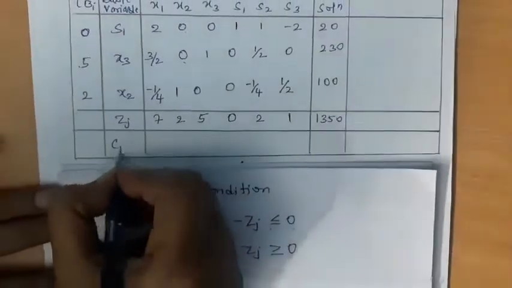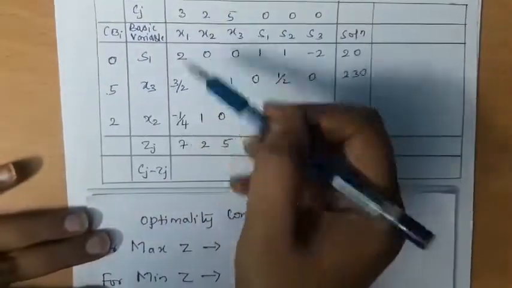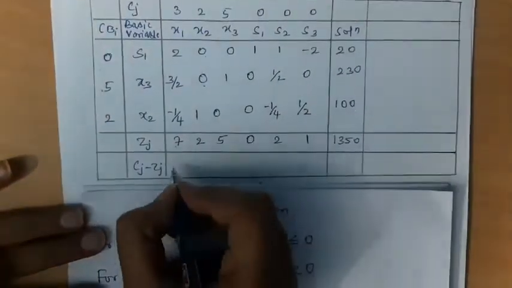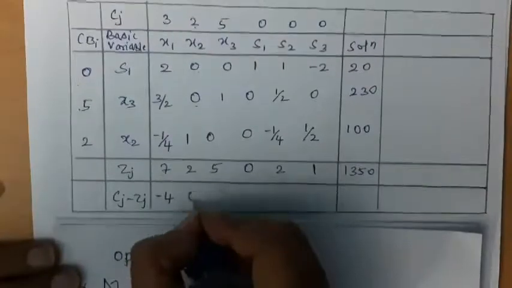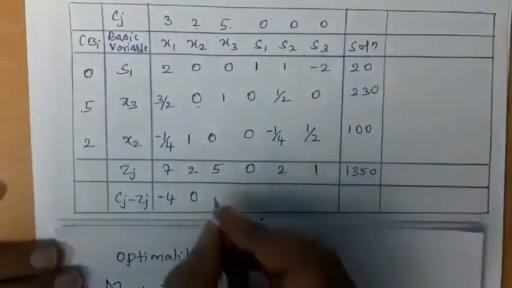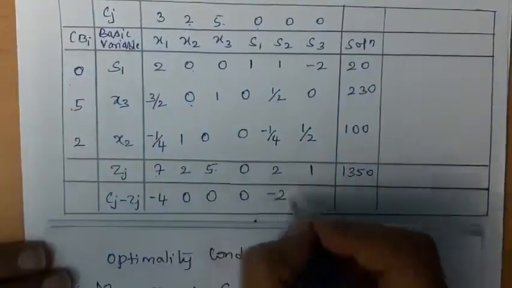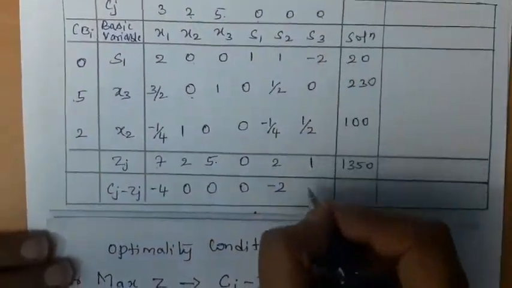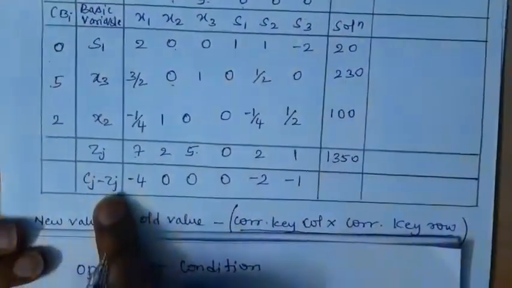Now let us find Cj minus Zj. So 3 minus 7, that is equal to minus 4. 2 minus 2, 0. 5 minus 5, 0. 0 minus 0, 0. 0 minus 2, minus 2. 0 minus 1, that is equal to minus 1. So we got our Cj minus Zj values.